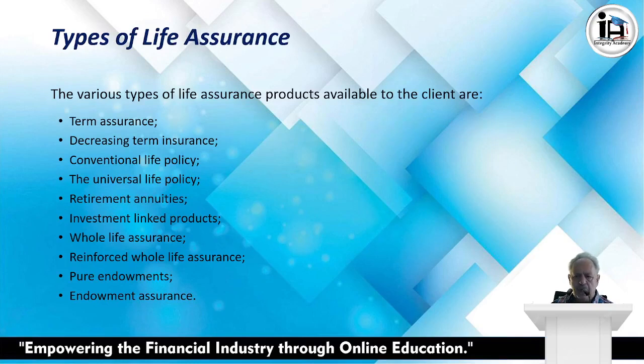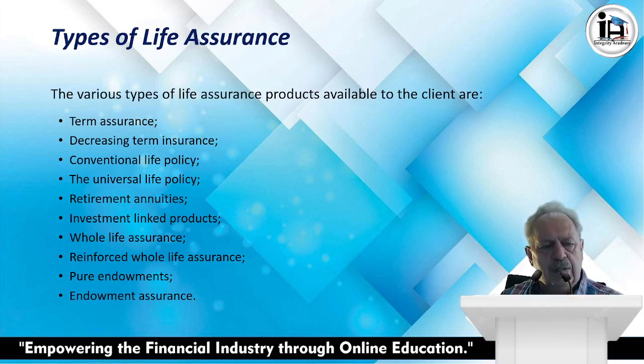Let's have a look at the various types of life insurance, and I'll discuss this in a more graphical format just now. Term insurance, decreasing term insurance, conventional life policies, the universal life policy, which is an older type of policy which you'll still find with clients, retirement annuities, investment linked products, whole life insurance, reinforced whole life insurance, pure endowment insurance, and then endowment insurance.